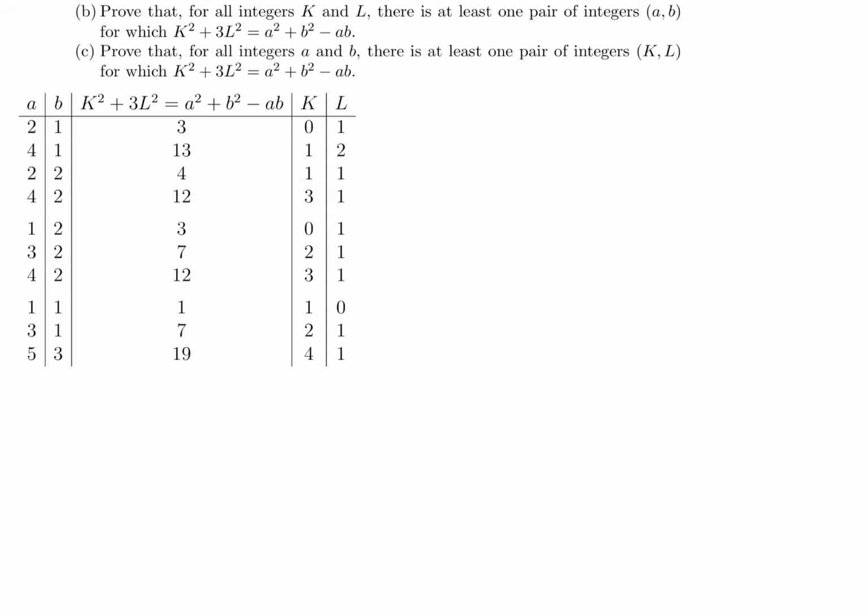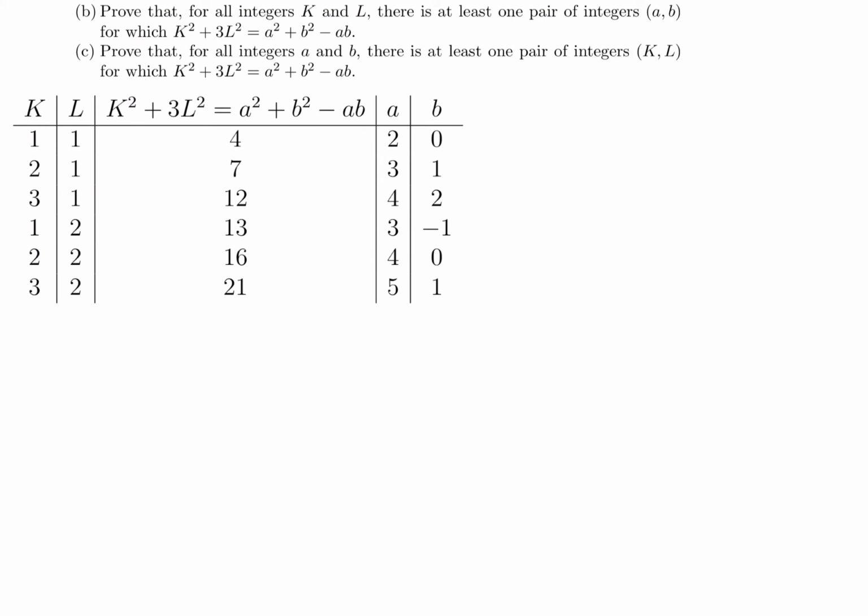Now here we go. We have made a little table with some basic values to see what happens. After you look at this, it's not extremely obvious, but if you stare at it for long enough, it seems from the table that a is equal to k plus l and b is equal to k minus l. See, it works out for all of them.